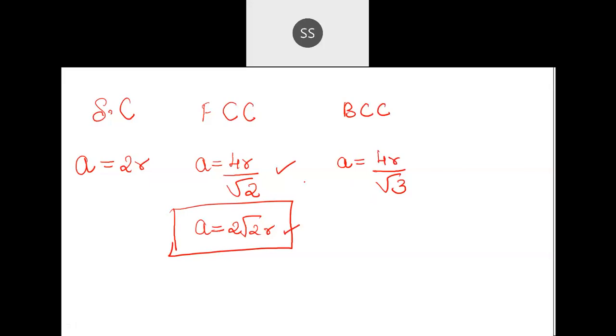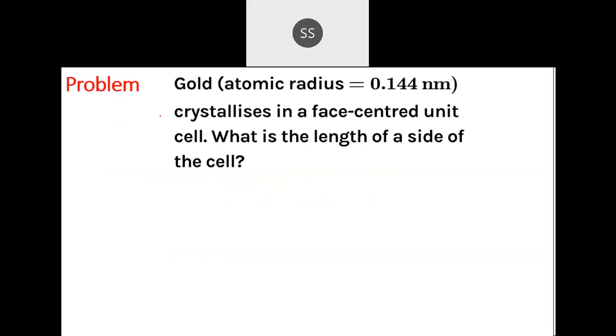So this is the relationship. They can give you the radius of the atom and ask you what the edge length is. These questions can be asked in your exam, so we'll work out the kind of problems which they have asked before. Students, write down the first problem.